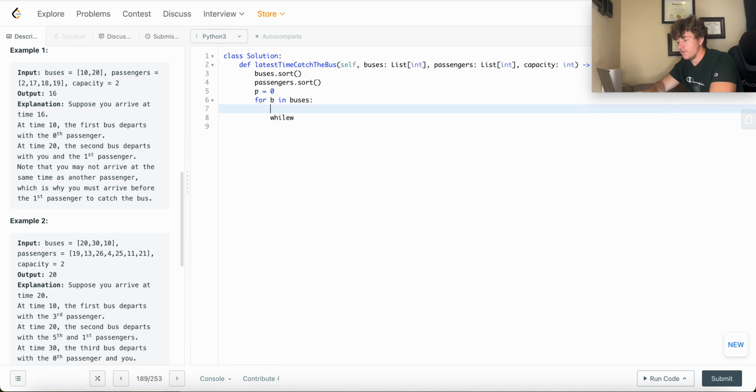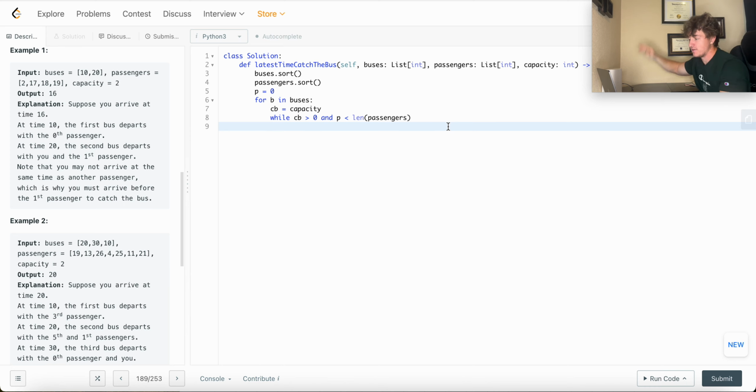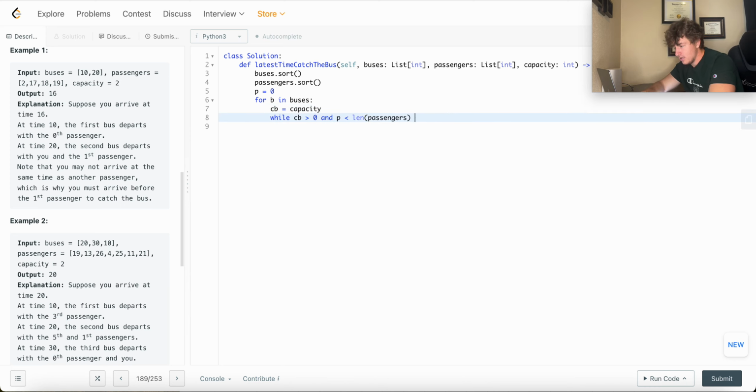while the capacity of the bus is the total capacity. And we're going to say, while the capacity of the bus is greater than 0, and the passengers that arrive here, well, we should keep track, make sure we don't go past passengers. So P is less than the length of passengers. This is just a condition to make sure we don't go outside of the array. If we process all the passengers before we process all the buses, we don't want to get an error because we've gone outside the boundaries. And passengers at P arrives before this bus. Well, then we can do the following.